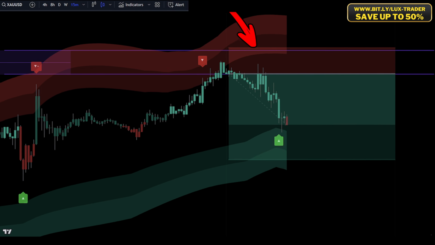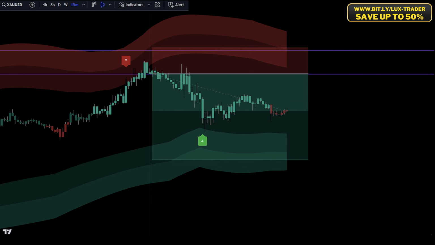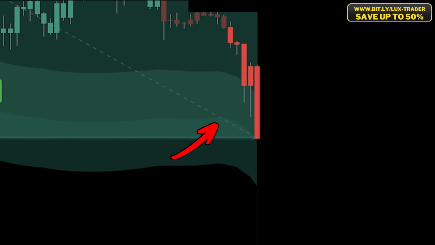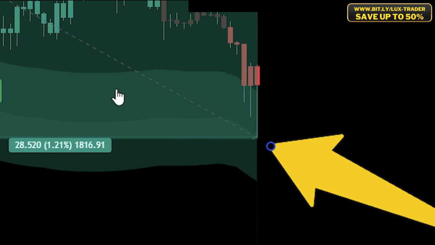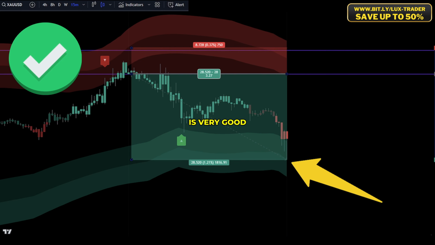Now for the stop loss, you want to use the fair value gap and place it slightly above. And for taking profit, you do not want to use a fixed risk-reward ratio. Instead, you want to wait for the price action to reach the middle of the lower reversal band. In this example, we would have closed our trade in profit just right here, with a risk-reward ratio of 1 to 3.3, which is very good.